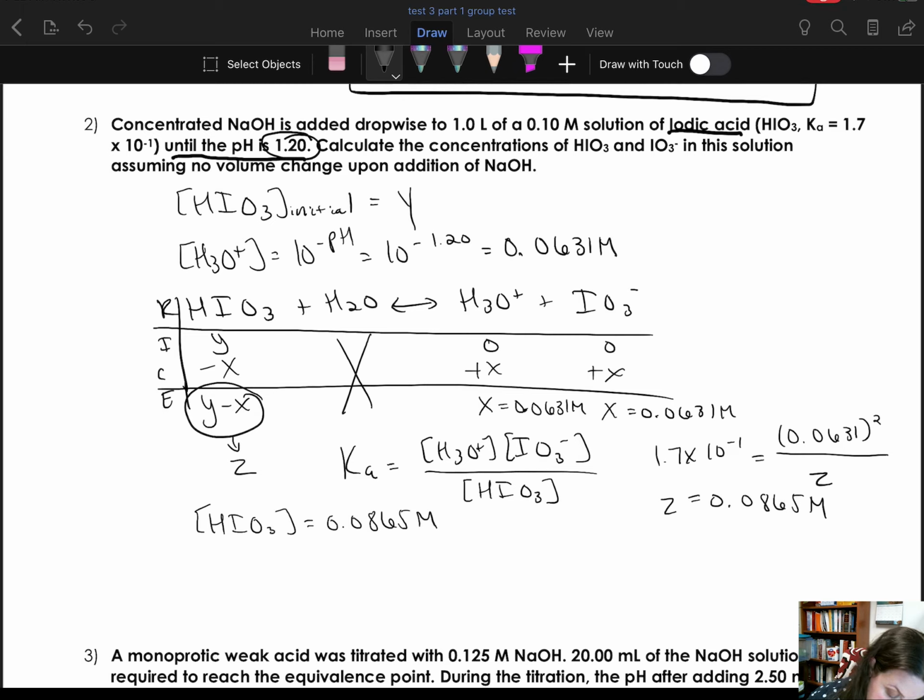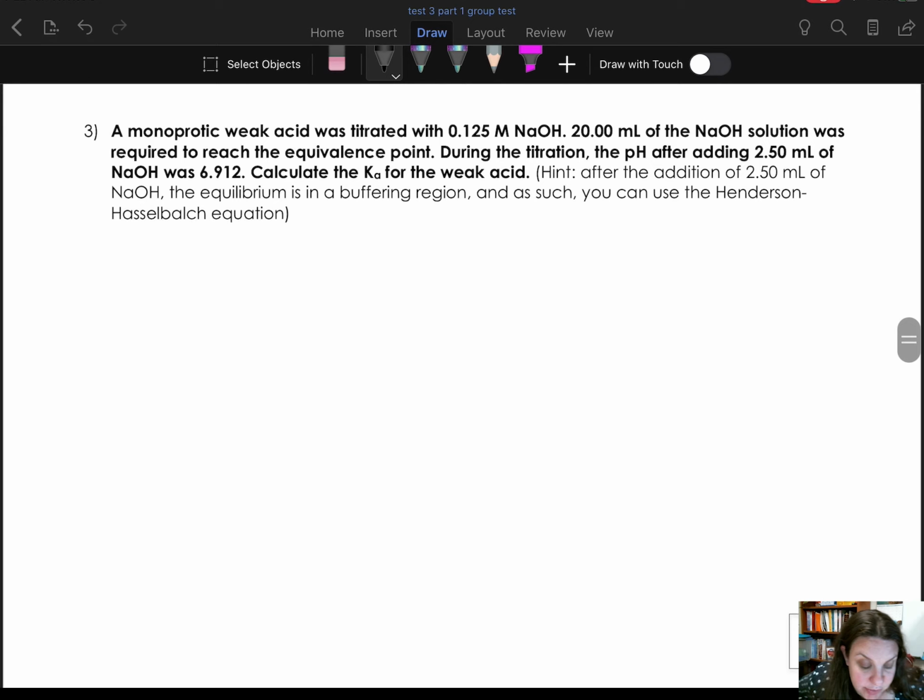So we have successfully figured out all of our concentrations. Okay. Next problem, monoprotic acid was titrated with 0.125 molar sodium hydroxide. At 20 milliliters of sodium hydroxide, we are at equivalence. And after adding 2.50 milliliters of sodium hydroxide, we had a pH of 6.912.